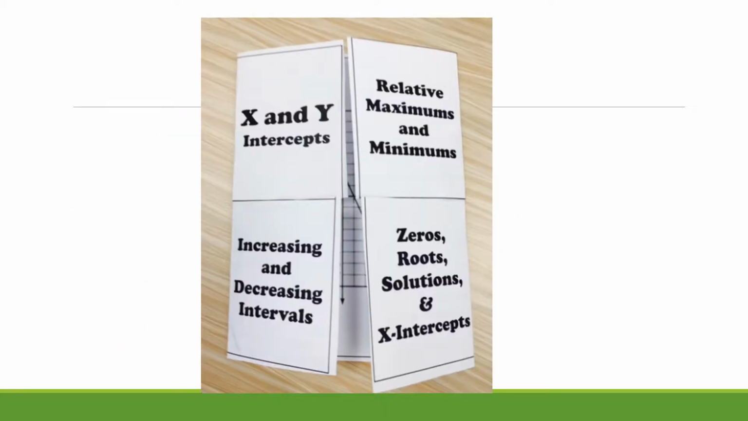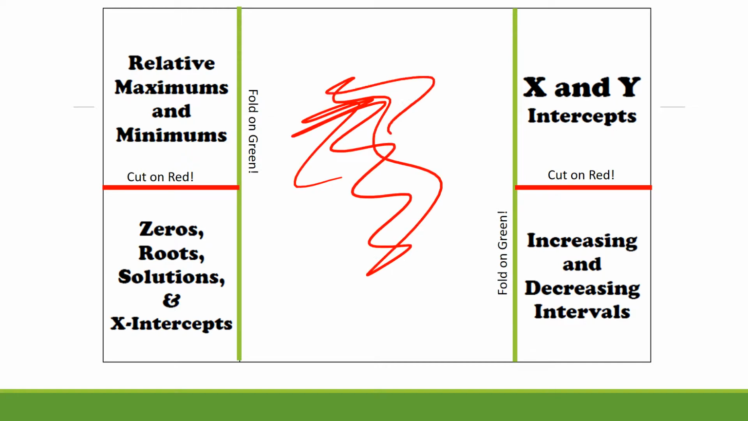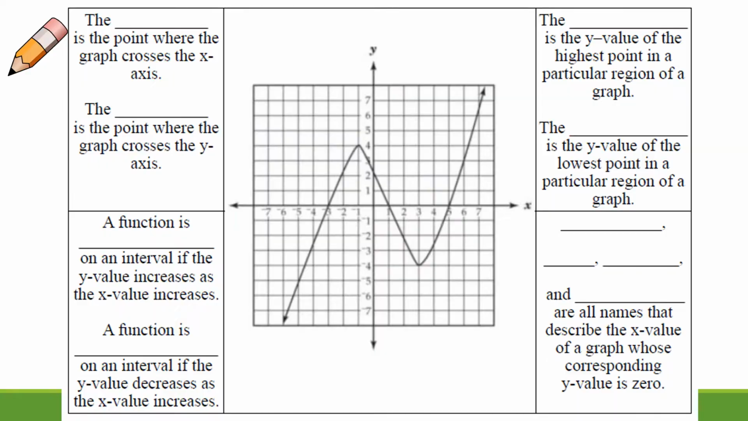So this is what your foldable should look like. It has four little flaps. If you're confused on how to construct it or build it, this would be the back side. On the green lines, yours are all black, but if you imagine those lines to be green, we fold there, and if you imagine those two little red lines to be red, that's where you would cut. And then on the blank side of the paper, right in here, that's where you would glue it into your notes, okay?